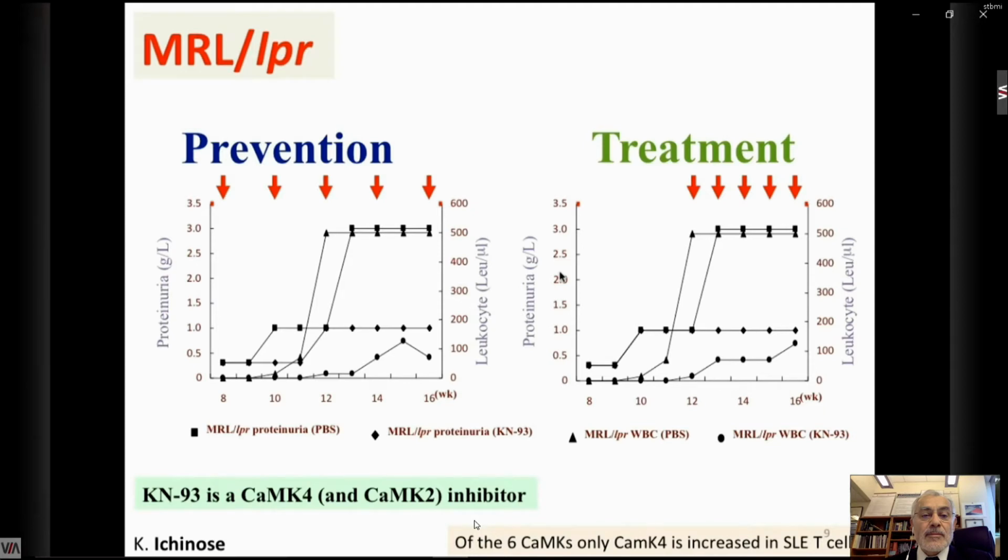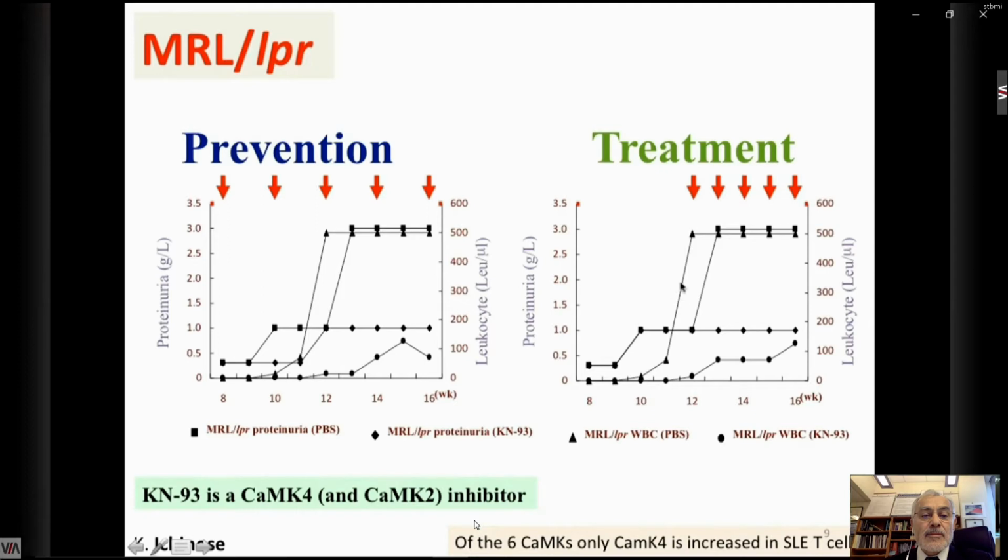First, knowing that CAMK4 is increased in T cells from patients with lupus and T cells from the lupus-prone mouse, MRL-LPR, we used an inhibitor of CAMK4, KN93, which is not very specific to CAMK4 because it also inhibits CAMK2. But lupus T cells don't have CAMK2 increase. They have only CAMK4. When we started treating these mice before they developed disease, both proteinuria and the numbers of leukocytes in the urine were suppressed.